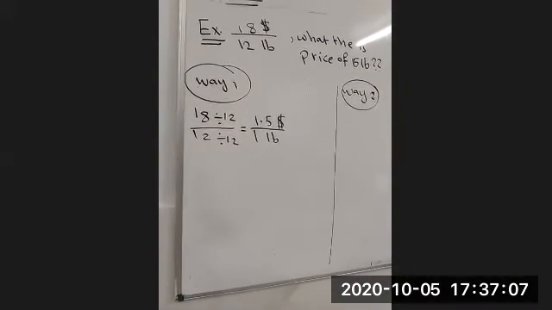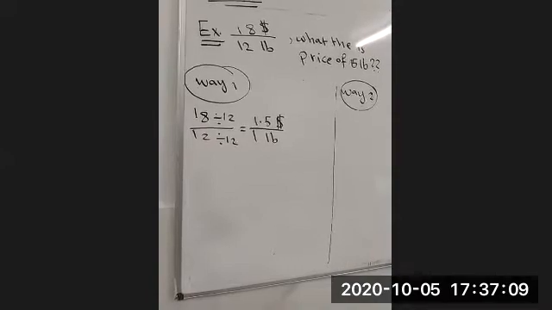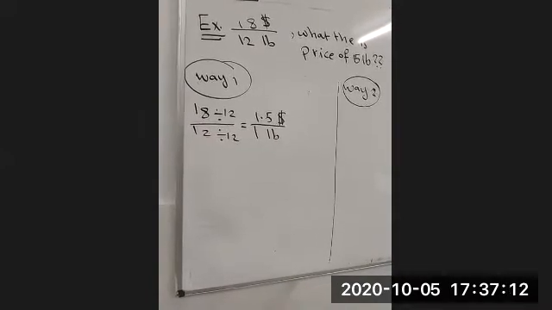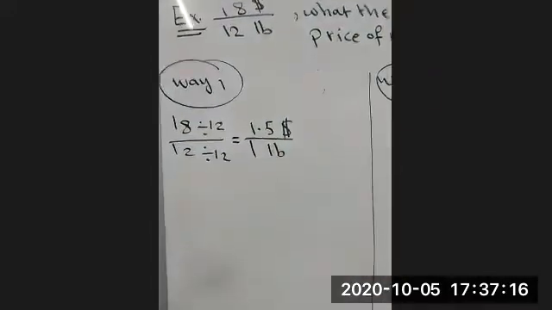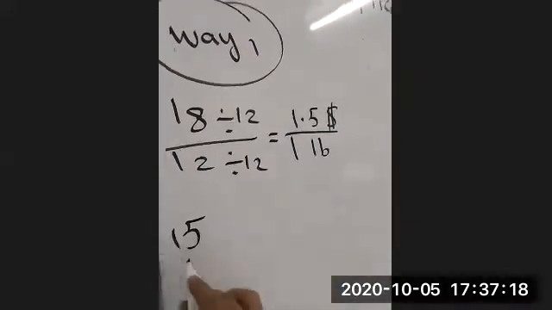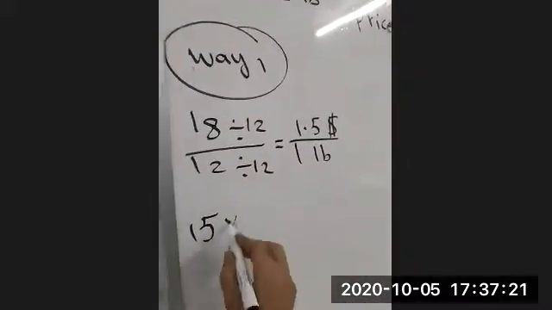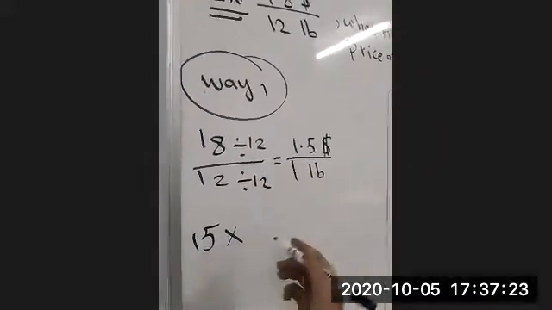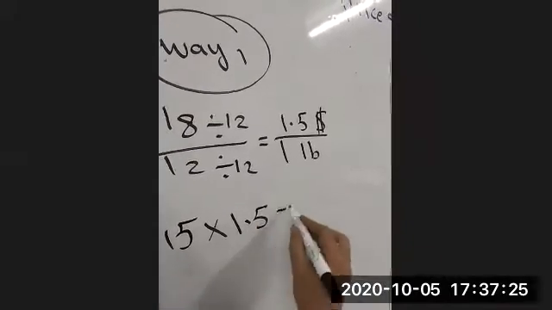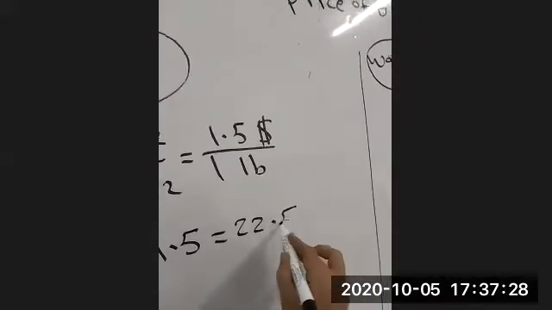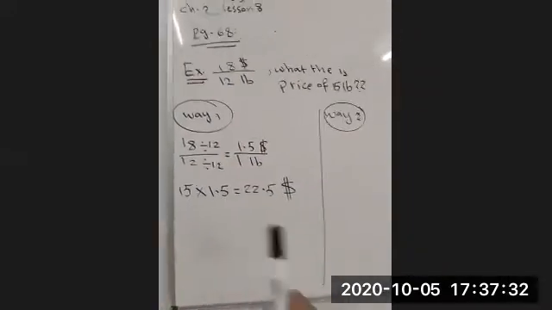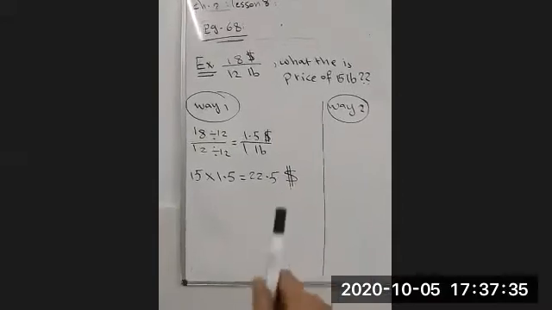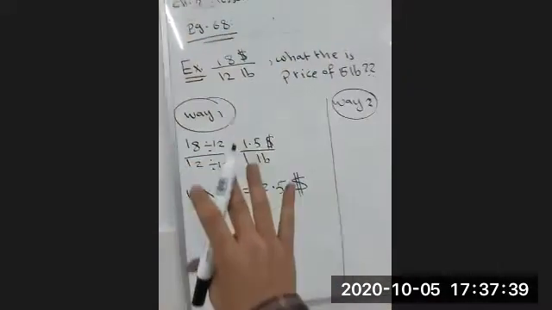We will multiply $1.5 times 15. Excellent. We will multiply 15 by 1.5. So 15 pounds, which is the wanted, multiplied by the price of 1 pound, which is 1.5, as we talked about yesterday. This will be, guys, 22.5 what? Dollars. So the price of 15 pounds is $22.5.